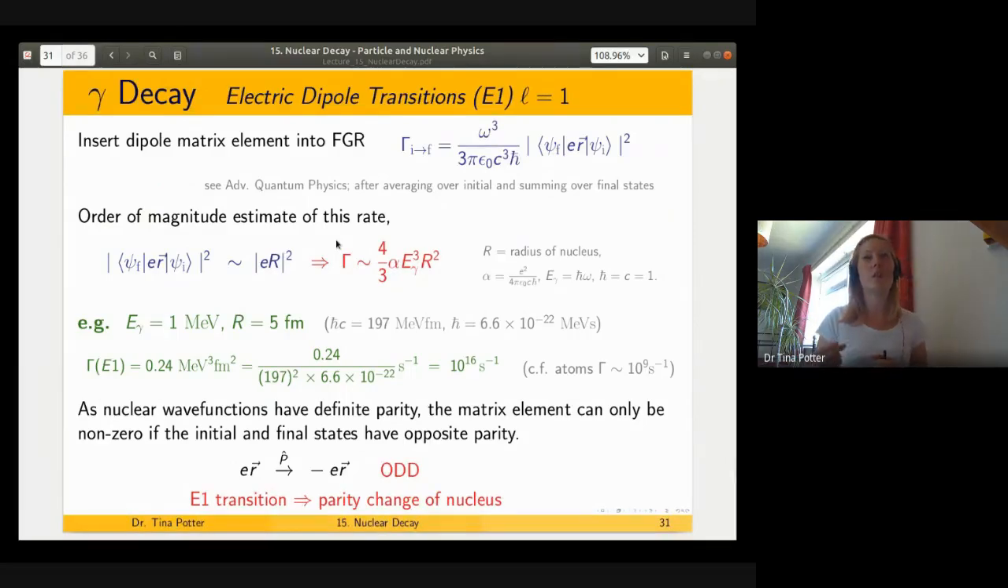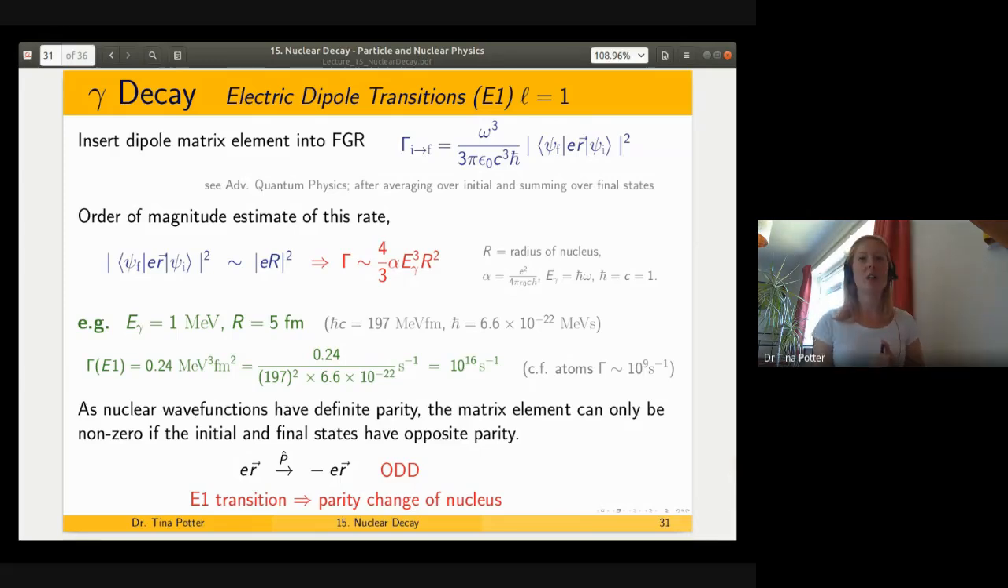We know that the photon has L equals 1. It's carrying away some orbital angular momentum, and that means it's going to change the parity of the nucleus. The initial state and the final state are going to have different parity. So it's going to go even to odd or odd to even.